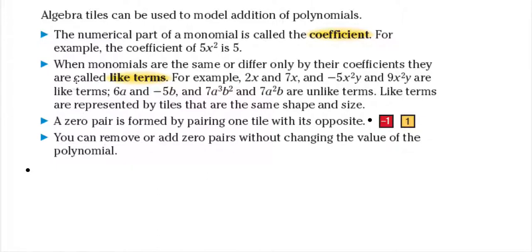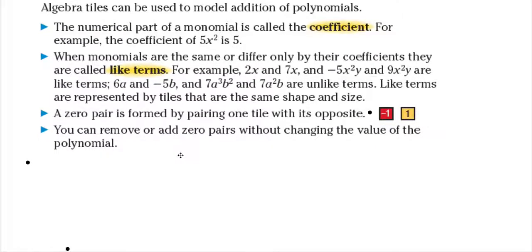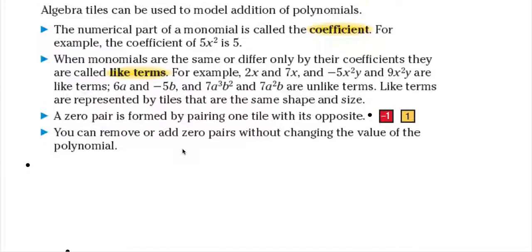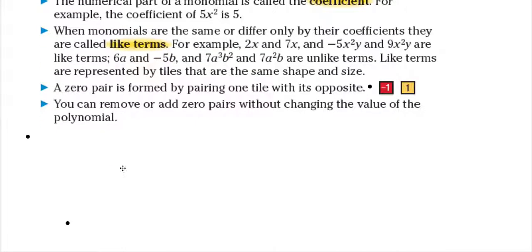So we are now given 4 guidelines. The first one is defining what a coefficient is, which is the numerical part of the monomial. The second guideline is knowing what like terms and unlike terms are. Third guideline is knowing what zero pairs are, and finally, when you remove zero pairs, you will not change the value of the polynomial. Now, how do we use these to be able to add polynomials?